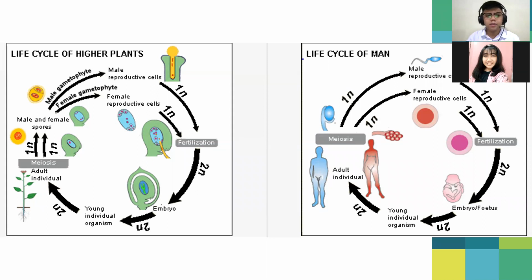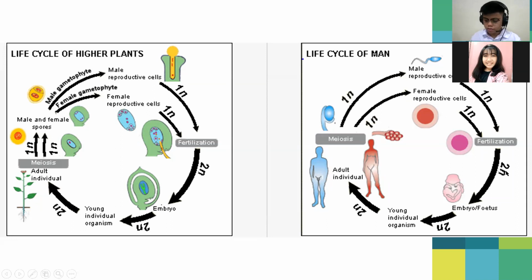In plants, their most notable alternation of generation is between what we call the sporophyte and the gametophyte. Okay, so basically the sporophyte is the haploid generation. For us, the equivalent would be the gametes or the reproductive cells. This would be the sporophyte generation or the haploid generation.